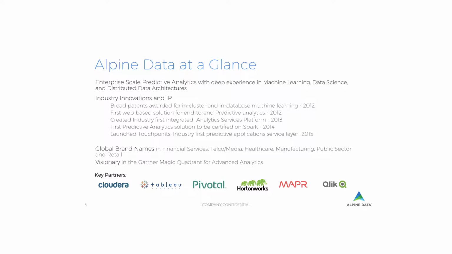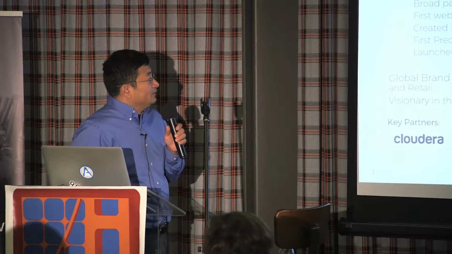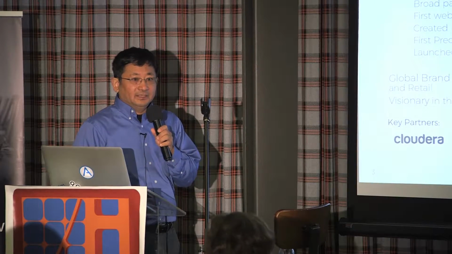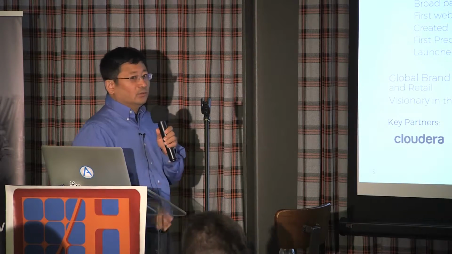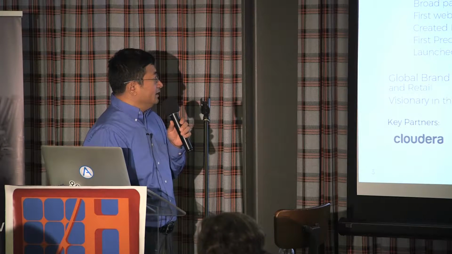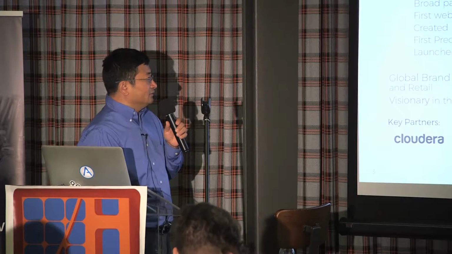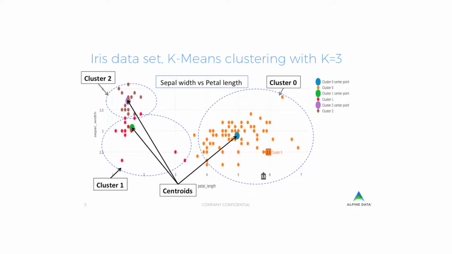So just one slide on Alpine. Alpine is a predictive analytics platform for the enterprise. We have a visual UI that allows you to drag and drop to do analytics. And we have a management piece that allows you to manage the relationships between data scientists and track the workflows. In particular related to Spark, we are the first to be certified on advanced analytics on Spark. I don't need to talk about what Spark is.